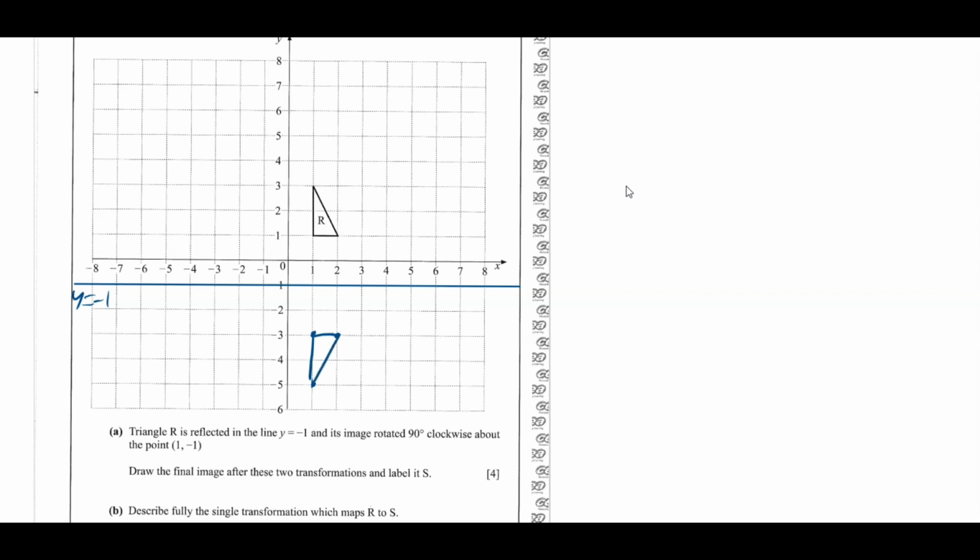Doing this without a ruler, and then it says, and it's rotated 90 degrees clockwise about the point (1, -1). So (1, -1) is here, so that's my center of rotation. So if I rotate this 90 degrees clockwise, so the direction the hands on the clock go, it's going to be going around this way. So if I rotate it around that way, it is going to go to that point. It's going to swing round. That point here is going to swing round to here. So that's where that one's going to go. I'm going to have a point here, and I'm going to have a point here.